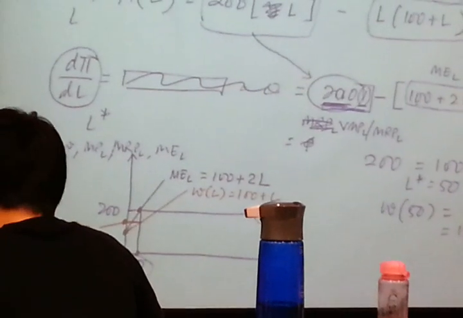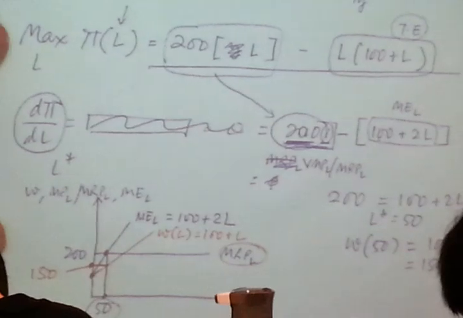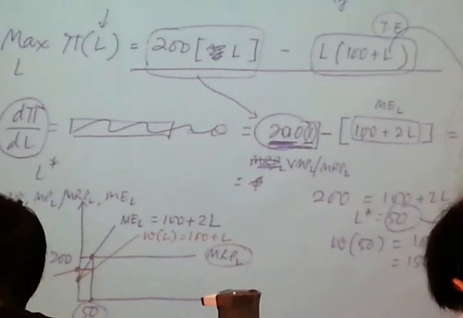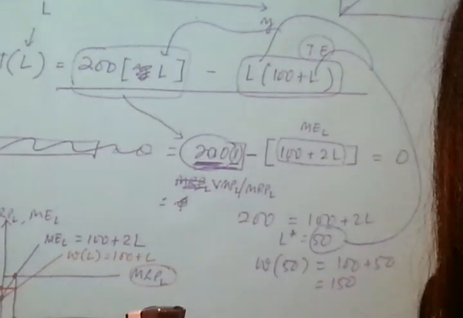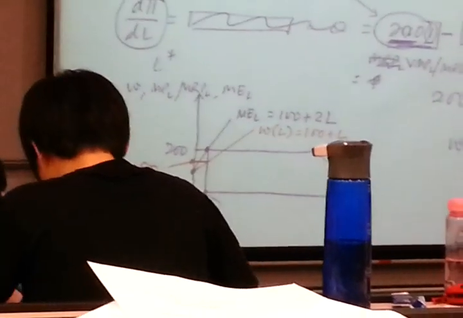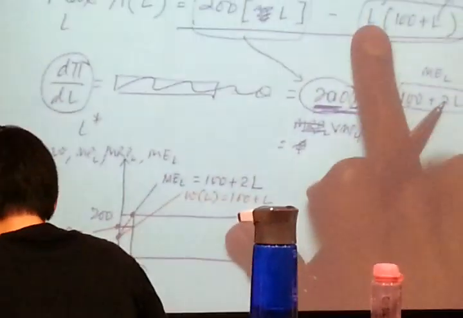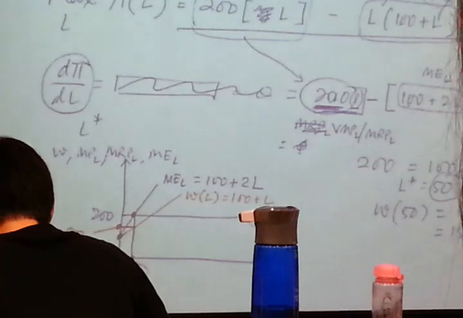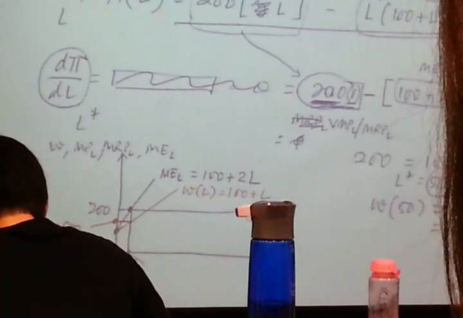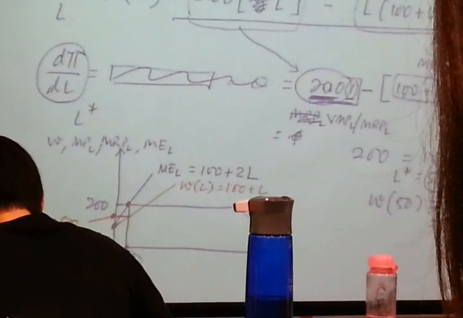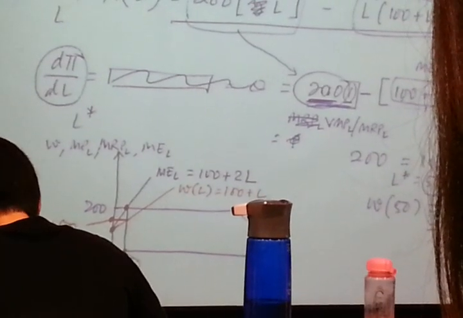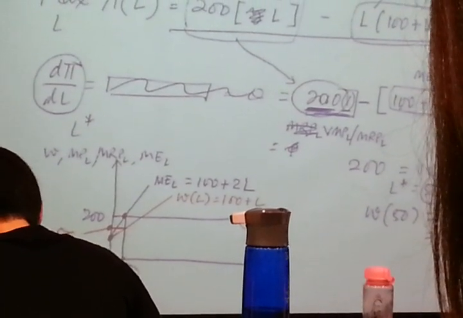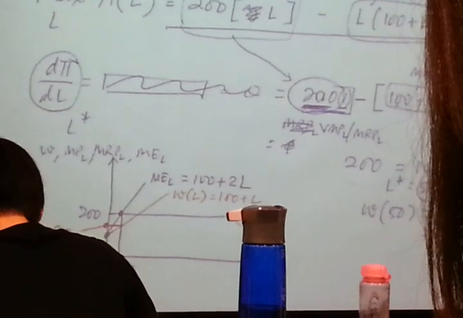What is my profit? That's pretty simple. You already have a profit function in terms of L. Just take L, substitute here, substitute here, substitute here. That will be your profit. That will be your profit column. 200 times 50 minus L times 150. That's your profit column. 10,000, 150 times 50, 7,500. The answer should be 2,500. Okay, this is part A of the question.